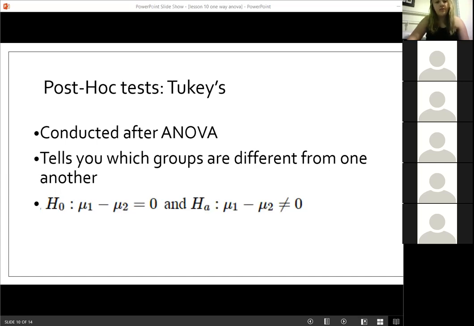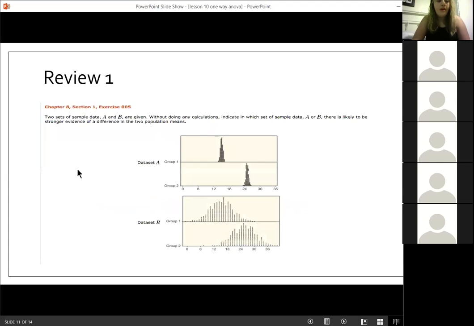So you can do this in Minitab, but it's basically being more specific. Your hypothesis test tells you a general conclusion, like the groups are different from one another or they're not. And if you say that they are different from one another, then you can go ahead and do this post-hoc test, and that'll specifically tell you which groups are different from one another, to be a little bit more specific there.